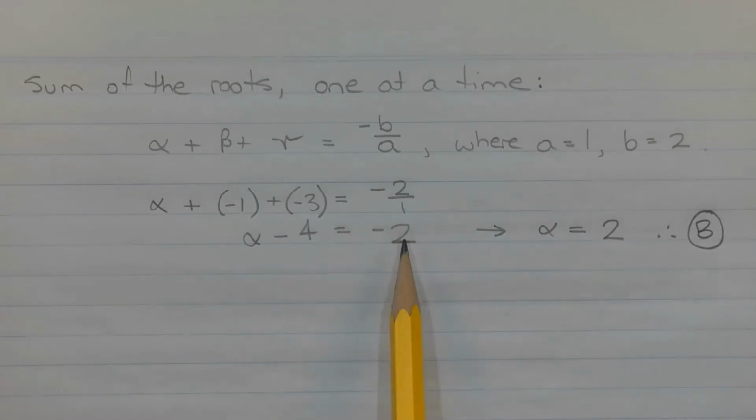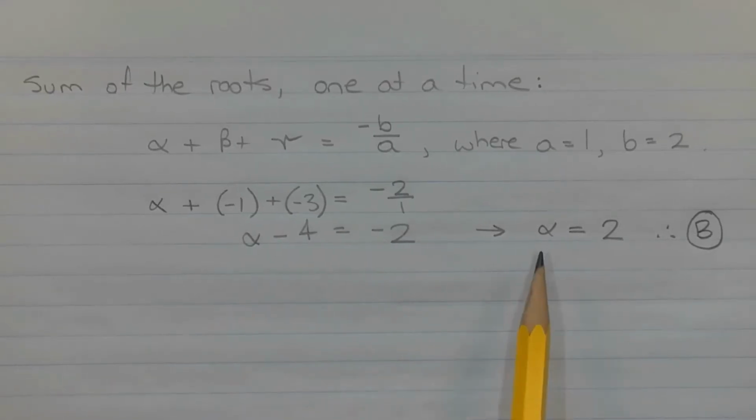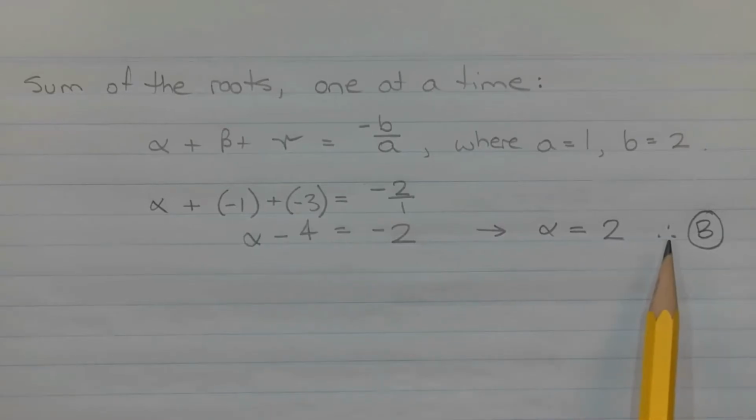Now, -2 over 1 is equal to -2, and -1 plus -3 is equal to -4. So the equation simplifies to alpha minus 4 is equal to -2. Rearranging the equation to isolate alpha, we get alpha is equal to 2. Therefore, the correct answer is option B.